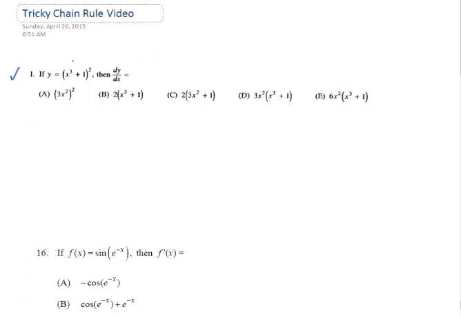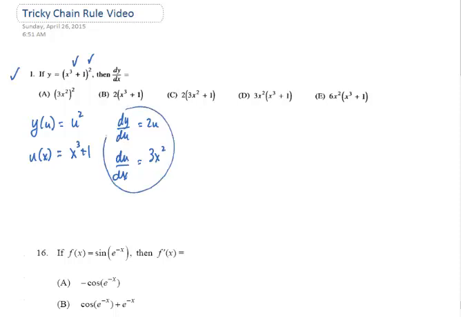So this is a function within a function. I like to break it down for my students as y is a function of u to make it real easy for the chain rule. We say y equals u squared, and then u as a function of x is x cubed plus 1. I take the derivative of each and we get 2u for dy/du, and du/dx is 3x squared. By using the chain rule, we just multiply these two together because we want to find dy/dx. That's our goal, which will be equal to dy/du times du/dx.